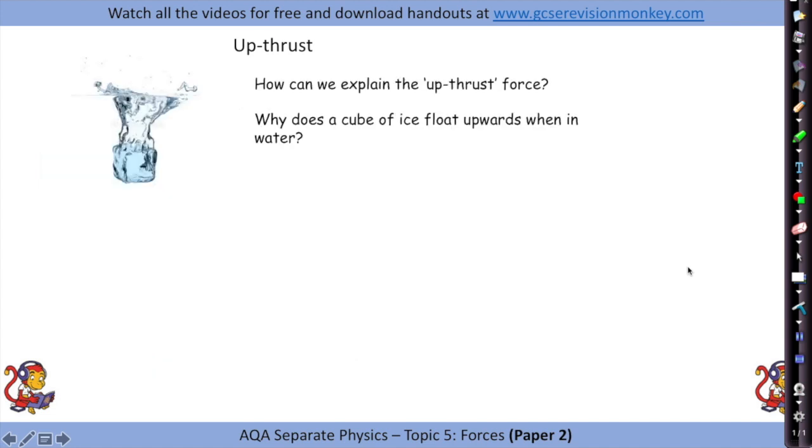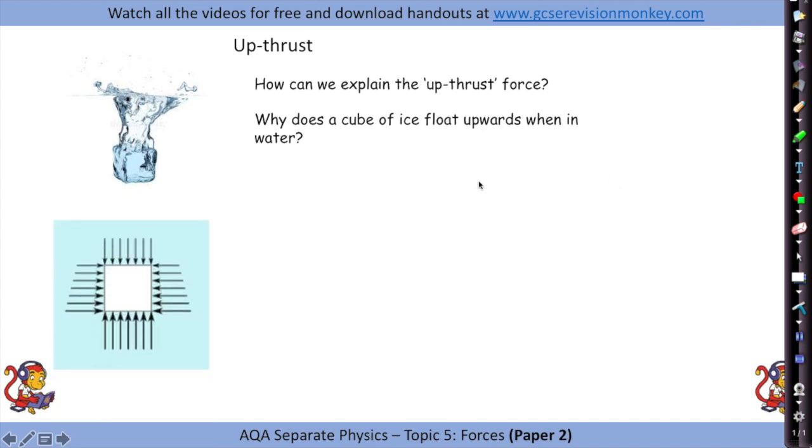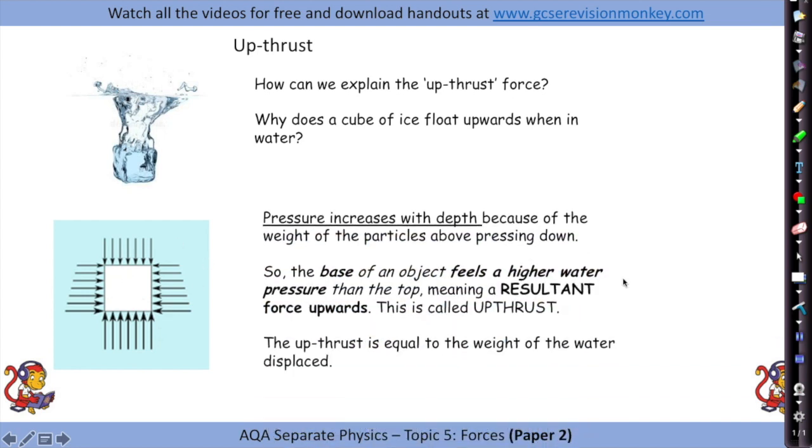Okay, so how can we explain this upthrust force? Why does a cube of ice float upwards when in water? If we take our cube of ice and have it deep underneath the water, what do these arrows tell us? Pressure increases with depth, as we saw earlier, so the further down the ice cube is, the more the pressure is.